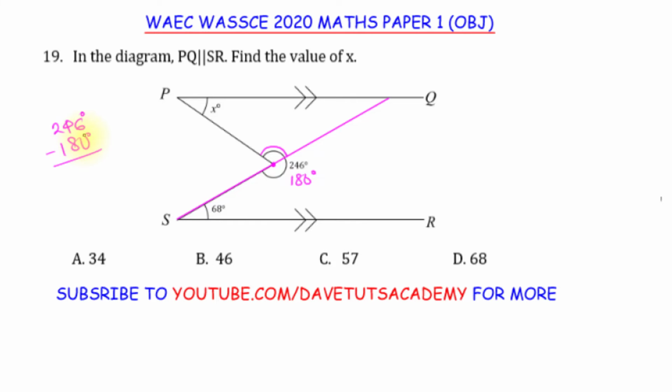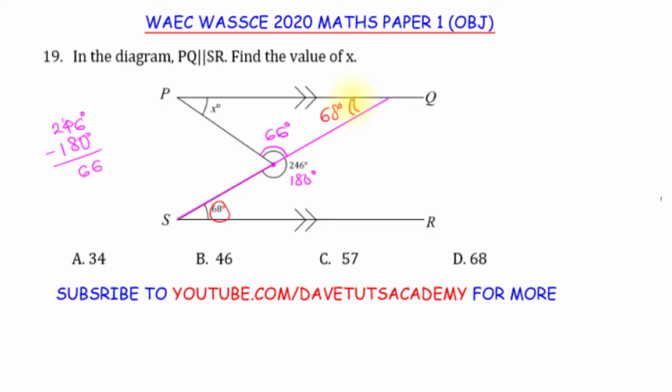6 minus 0, that is 6. Then I need to borrow 1 here. 14 minus 8, that is also 6. So this particular place is 66 degrees. Alright. But then that's not all. I can also look at this angle 68 here, and I can say this place is also going to give me 68.